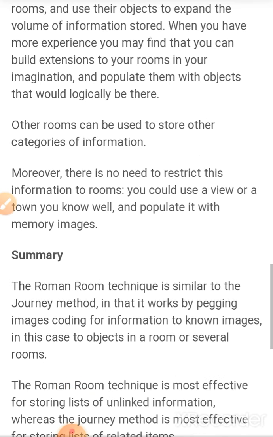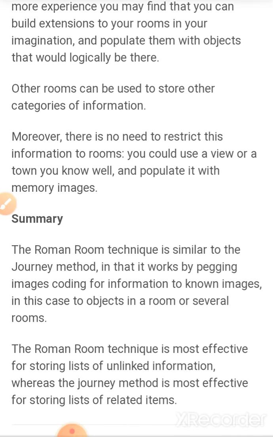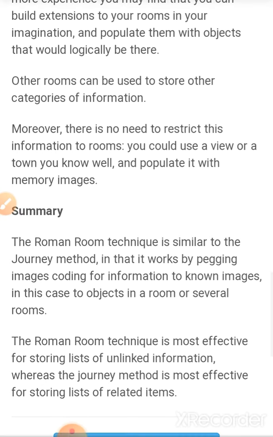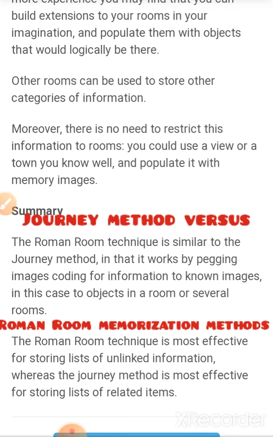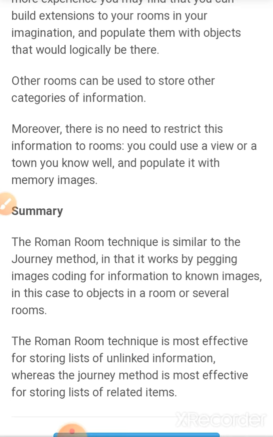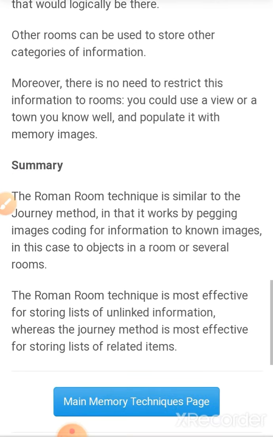Let us summarize. The Roman room technique is similar to the journey method in that it works by pegging images, coding for information to known images, in this case to objects in a room or several rooms. So this is just like the journey method, but it's not in this room style.